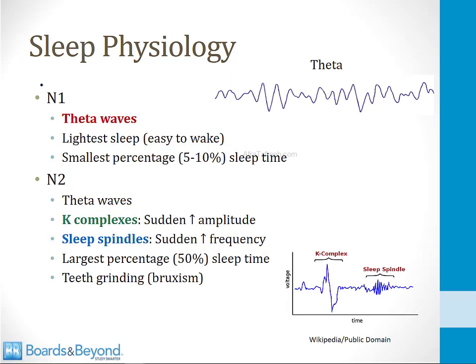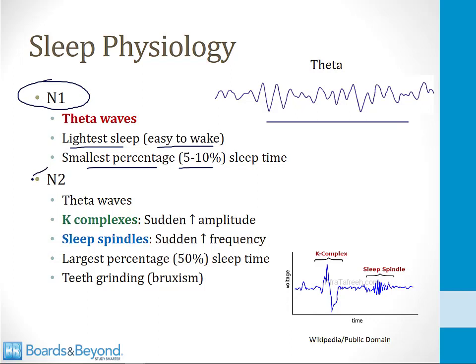Then once you fall asleep, you enter the stages of non-REM sleep, and the first one is called N1. In N1, what you see on the EEG are theta waves. Theta waves are waves that vary in frequency and amplitude, as shown in this example on the screen. And N1 is the lightest stage of sleep. It's where it's easiest to wake a person, and it's also the smallest percentage of total sleep time. You spend only about 5 to 10% of the time when you're asleep in N1.